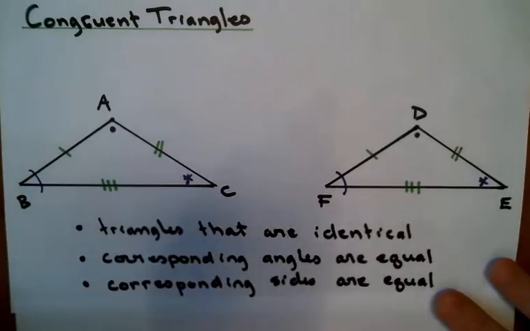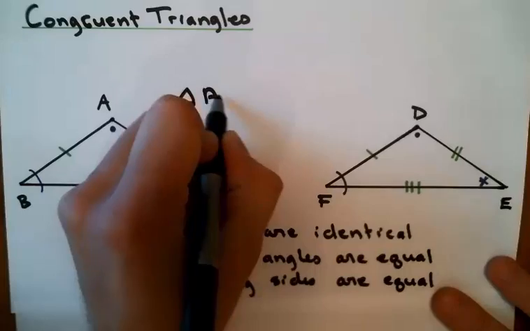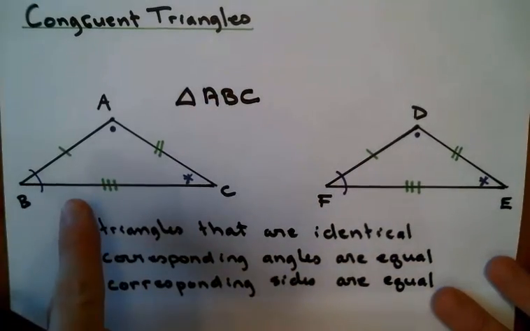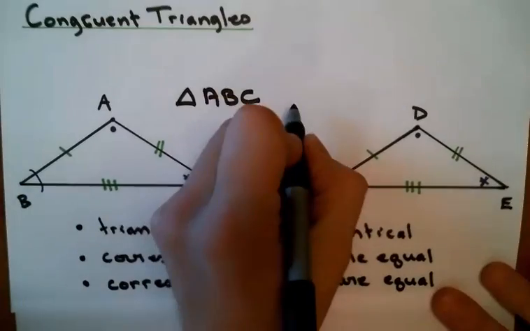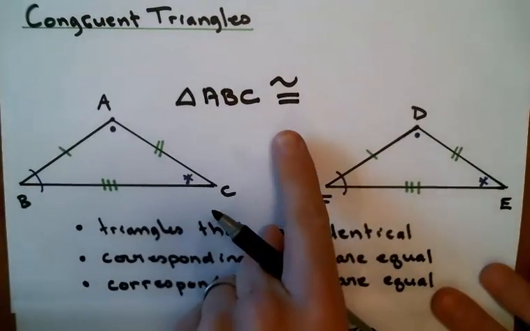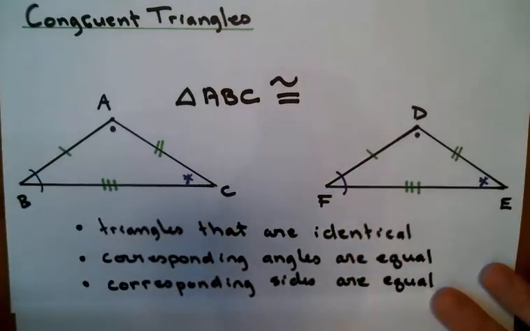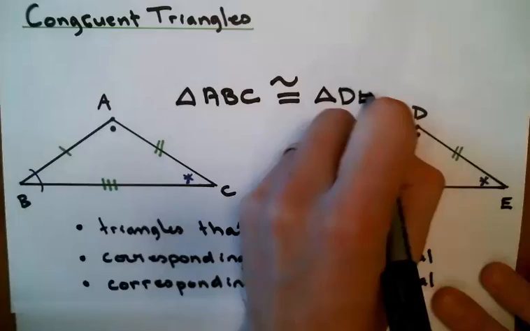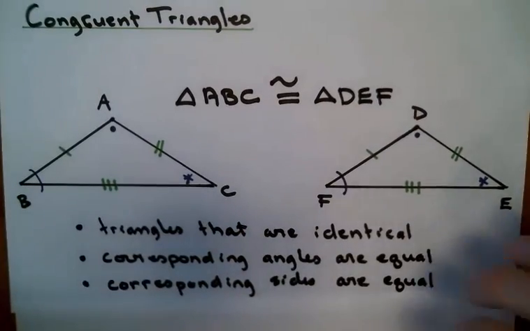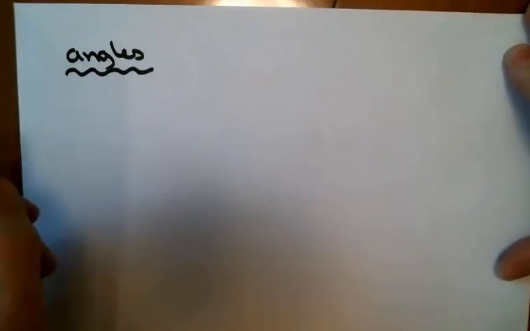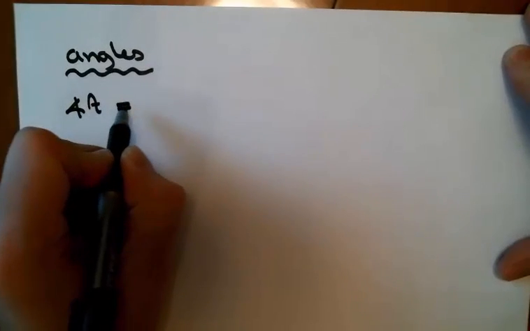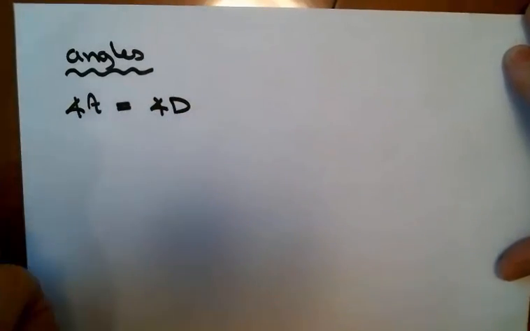And here it is. So triangle ABC, this one here, is congruent, so that's the symbol for congruent, with triangle DEF. A couple other things we can note as far as angles in those two triangles. You would say that angle A equals angle D, and so forth.